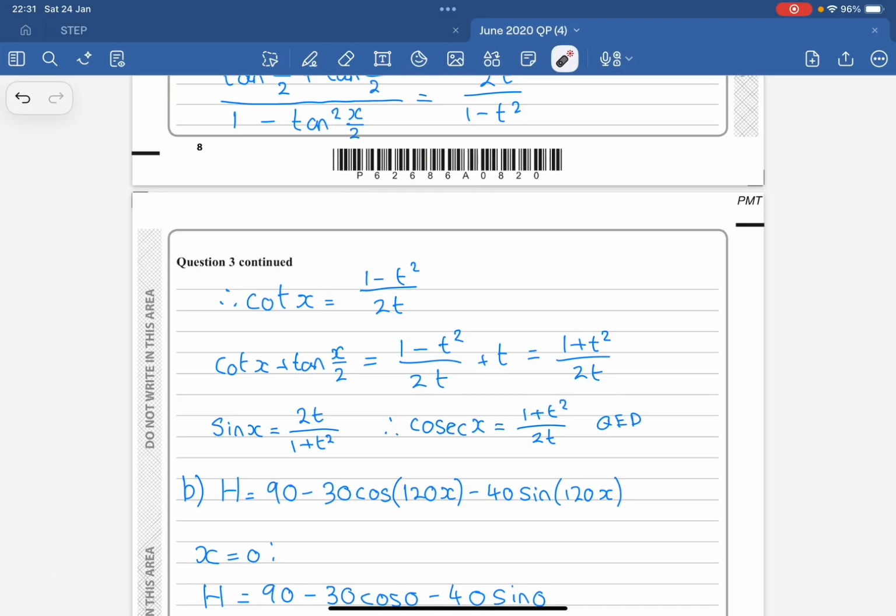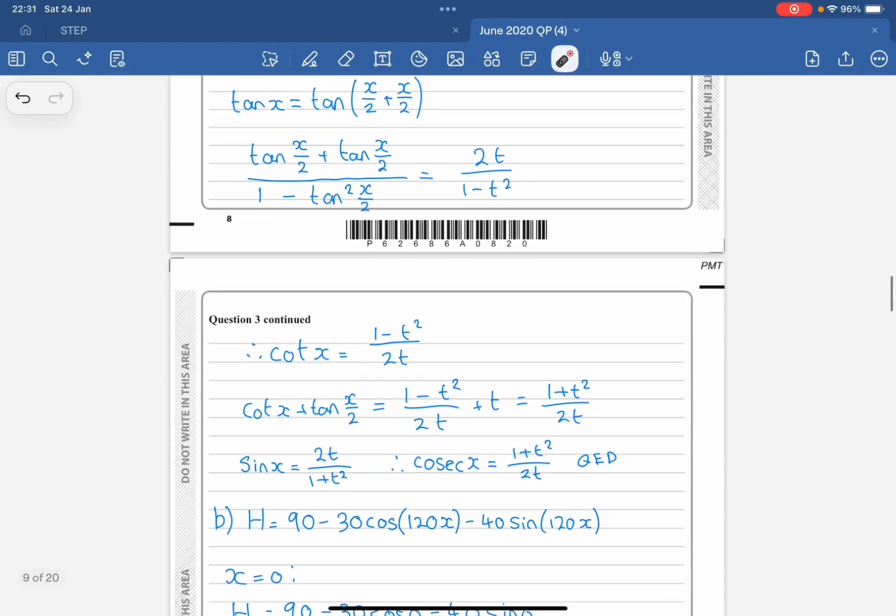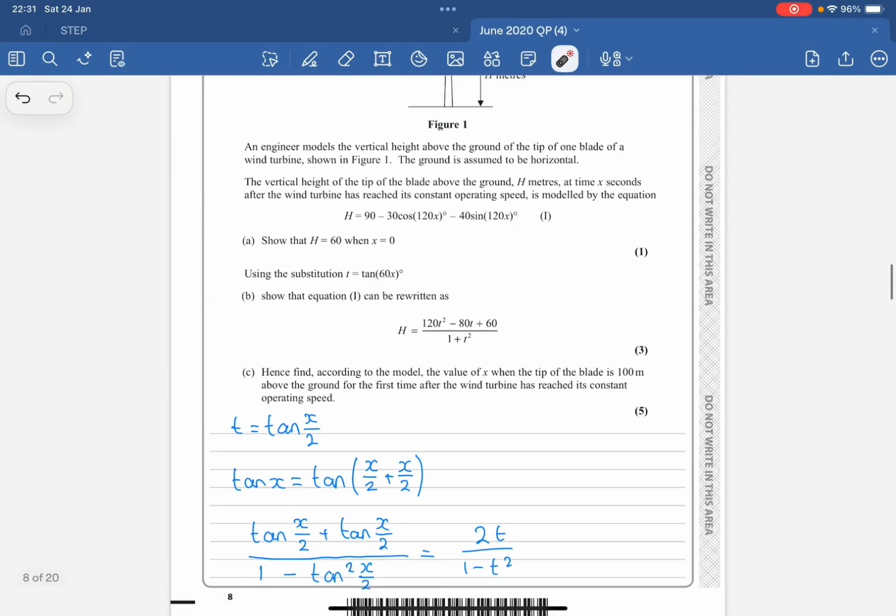And in these exams, we're allowed to treat this as a standard result. Sine x is 2t over 1 plus t squared. So therefore, cosec x is 1 plus t squared over 2t, because it's just 1 over sine. These are two equal things, so we can just say QED, which just means proved, if you didn't know that.